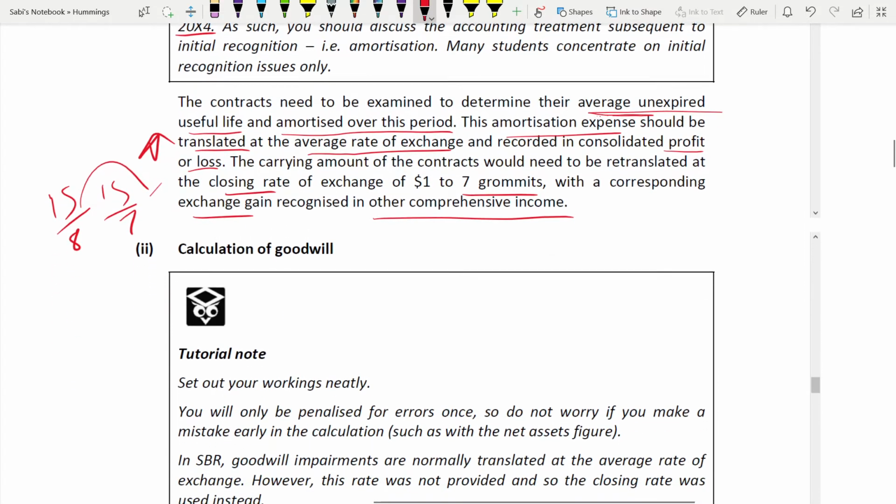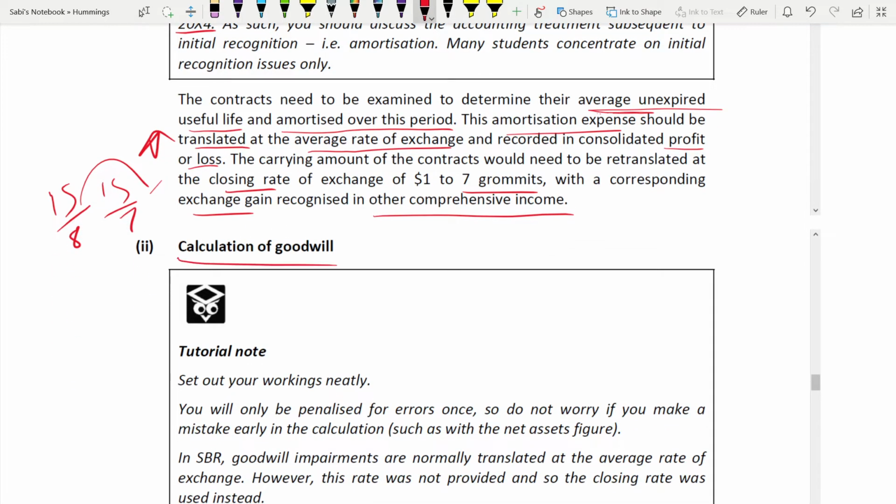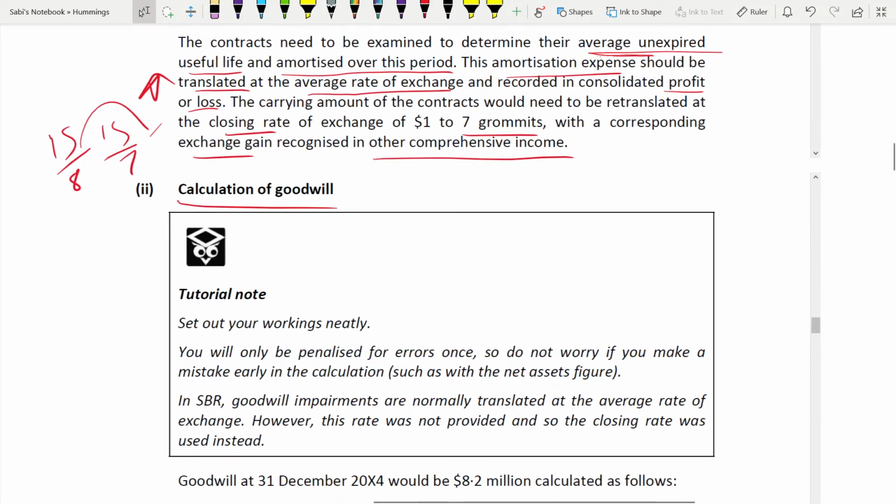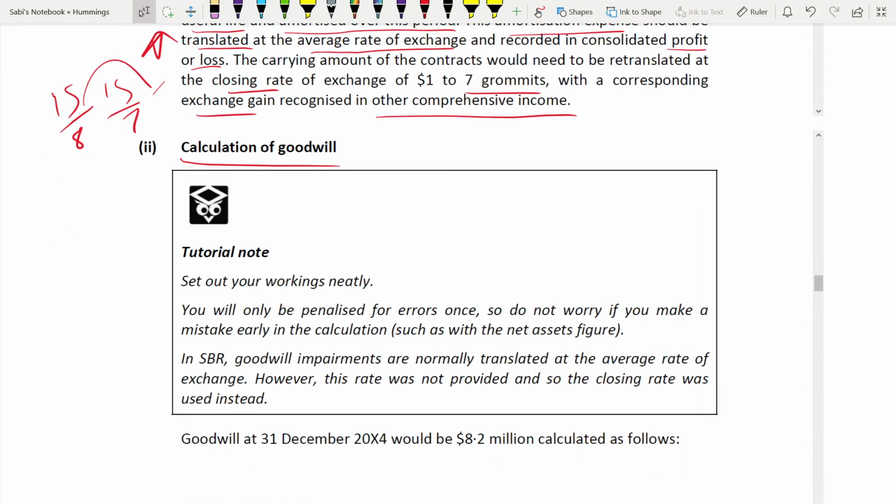Now we are coming to the second thing, which is calculation of goodwill. So make sure that you write calculation of goodwill. Okay. So calculation of goodwill, impairment of goodwill, normally in SBR, you translate them at average rate. Why? Because impairment is also an expense which goes on the profit and loss account. Average rate. But in this case, average rate is not provided.